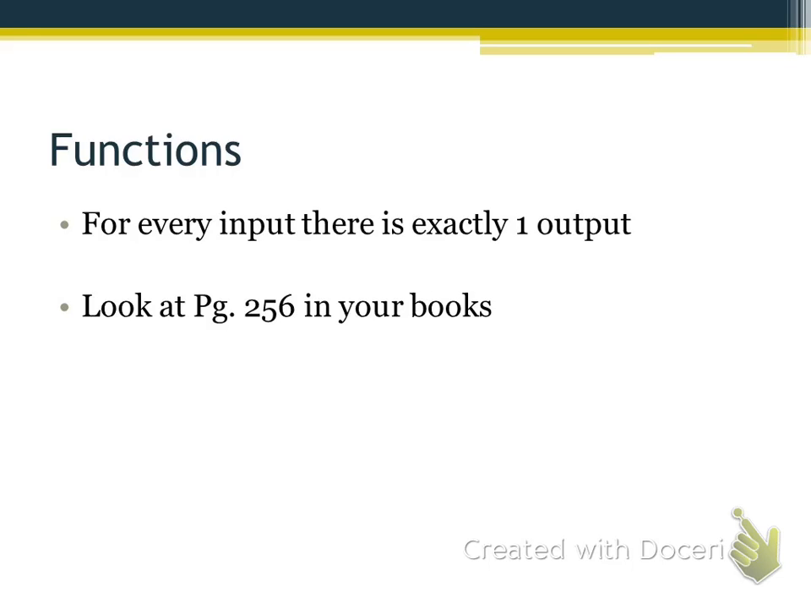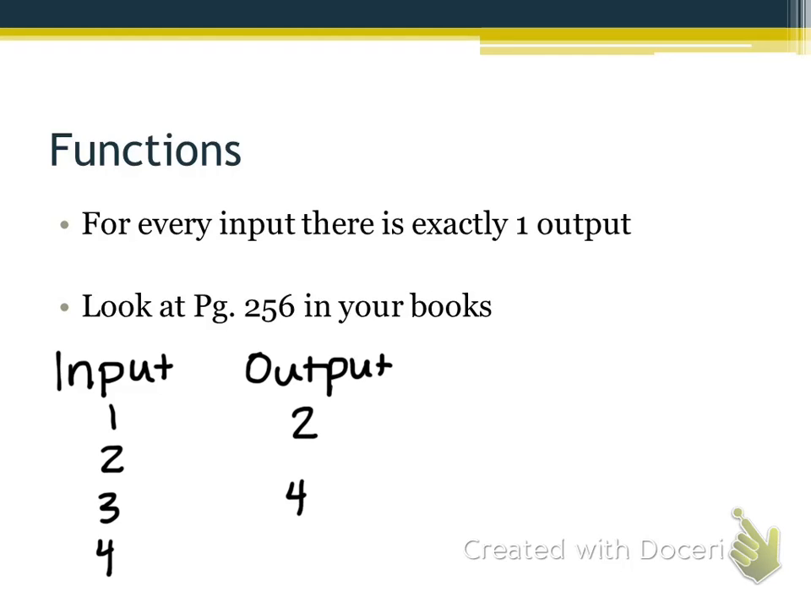So first of all, what they have in the book is a chart that looks like this. They have input and output, and they have the numbers 1, 2, 3, and 4. And in output, they have 2, 4, and 5, with arrows drawn to it. For the input of 1, we have an output of 2. For the input of 2, we have an output of 4. For the input of 3, we have an output of 4. And for 4, we have an output of 5. So, would this represent a function?